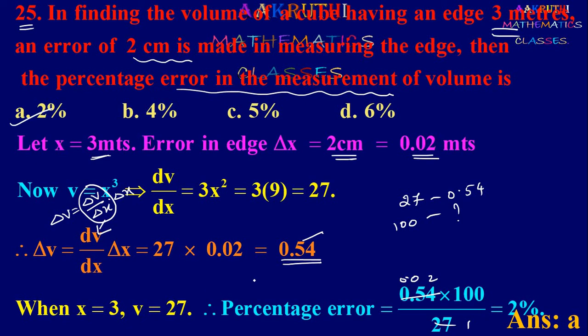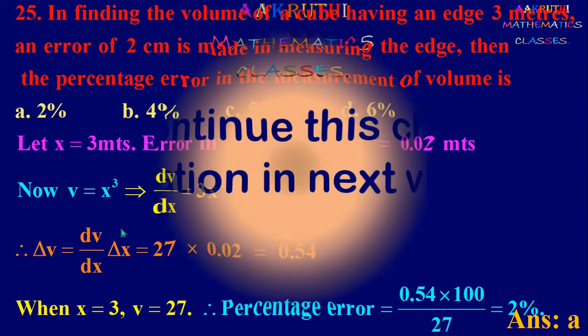So the correct option is option A. The error in the measurement is 0.54, but we have to calculate the percentage error. If volume is 27, error is 0.54. For 100 it is how much? It is 100 into 0.54 divided by 27, which is 2. Therefore the percentage error is 2%, which is option A. So the correct option is option A.